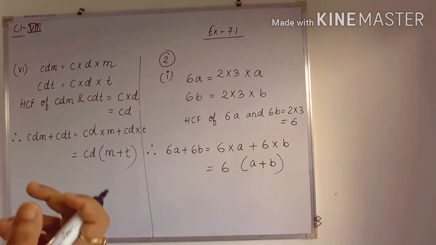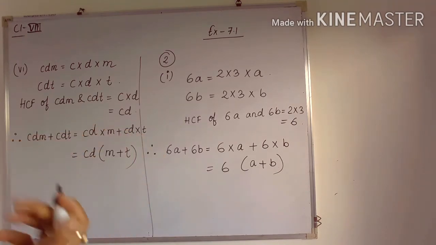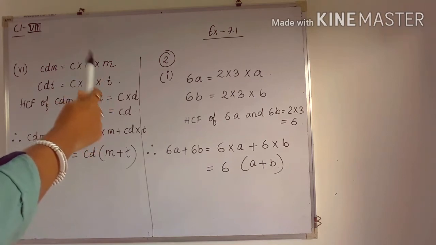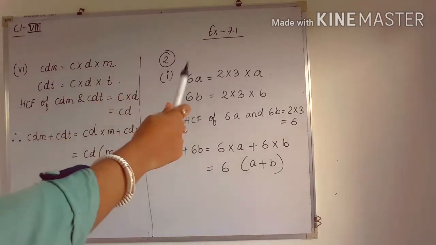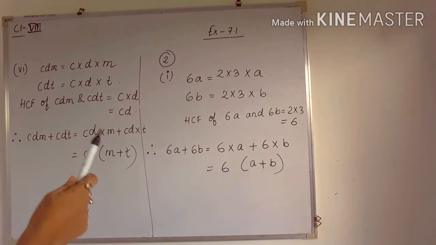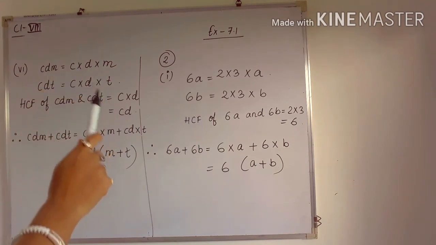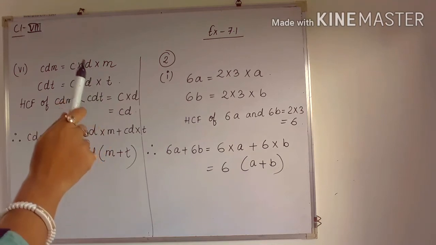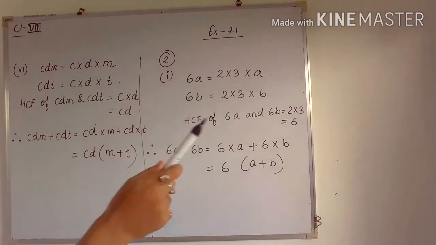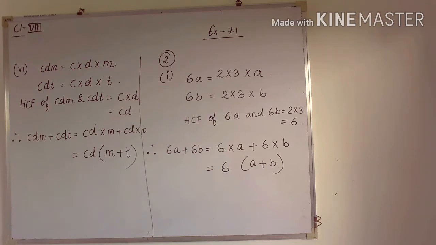So next come to question number 2. Here we have to factorize. So see, question number 1 is 6a plus 6b. So how to factorize it? First of all, you have to find the factorization of each term. So the first term is 6a. We will find the factorization of 6a, that will be 2 into 3 into a. Next, the factorization of 6b is 2 into 3 into b. So what will be the HCF of 6a and 6b? Yes, see, 2 and 3 are common factors in both cases. So we can write 2 into 3. That means the HCF of 6a and 6b is 6.